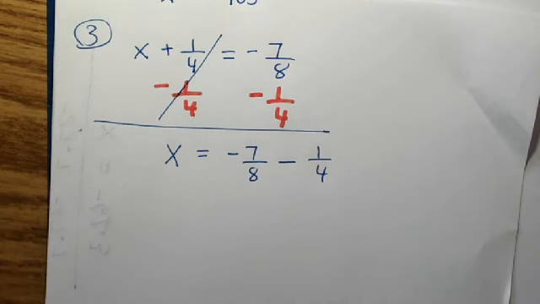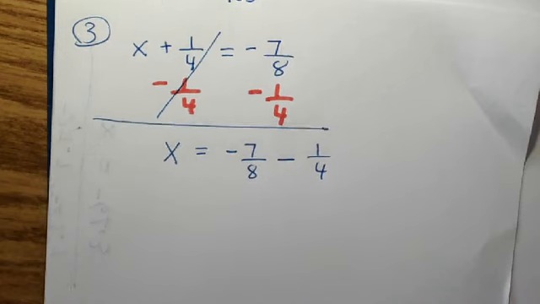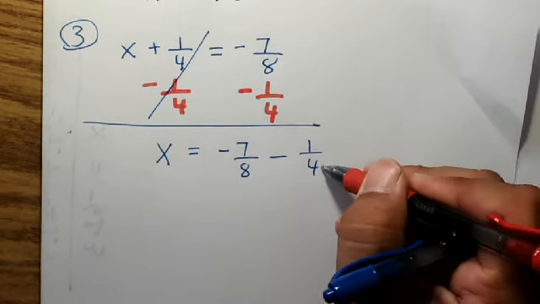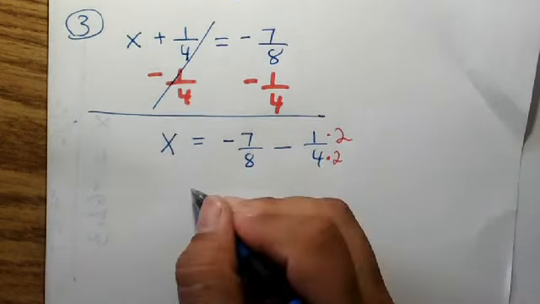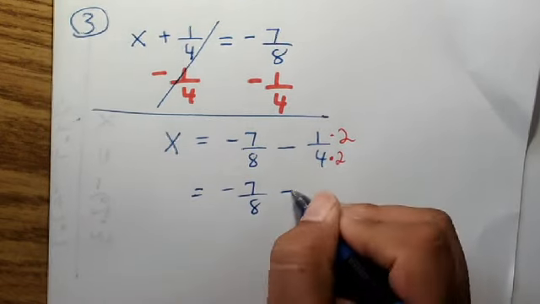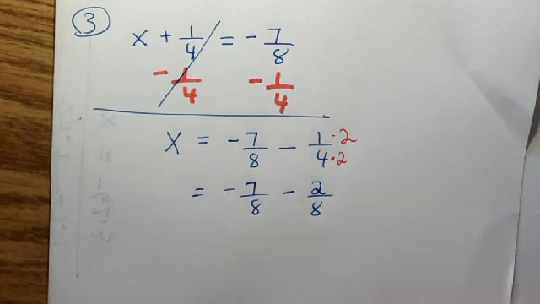Yes? Common denominator. What's the common denominator? 8. Yes, we're going to multiply by a factor of 2, but the common denominator is 8. You're going to multiply by 2. This would be negative 7/8 minus 2/8. You see that?